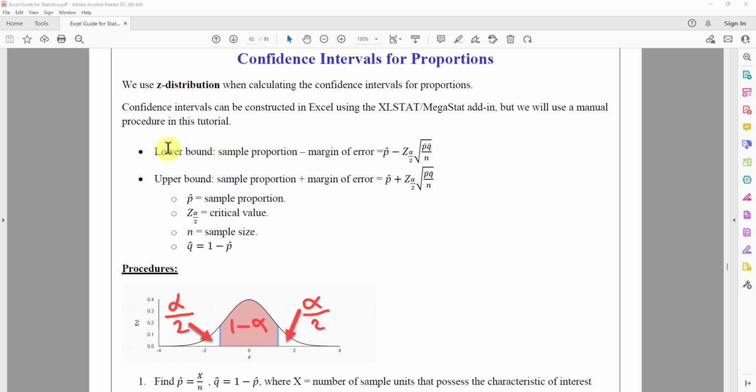To find the lower bound, we take the sample proportion, or the p-hat value, minus the margin of error, and to find the upper bound, we use the sample proportion and we add the margin of error. Now, the formulas are p-hat minus and p-hat plus z alpha over 2, the critical value, multiplied by the square root of p-hat q-hat over n. Q-hat is just the complement of p-hat, which is 1 minus p-hat, and n is just the sample size.